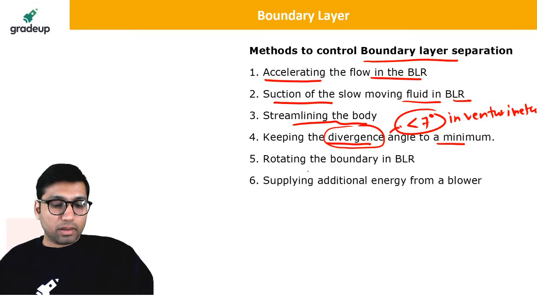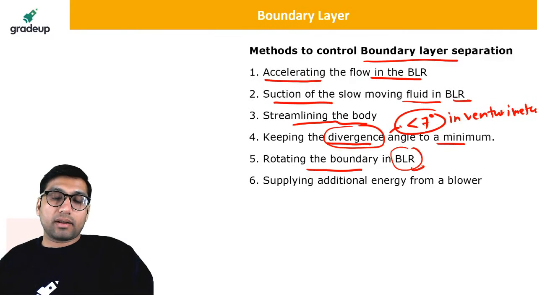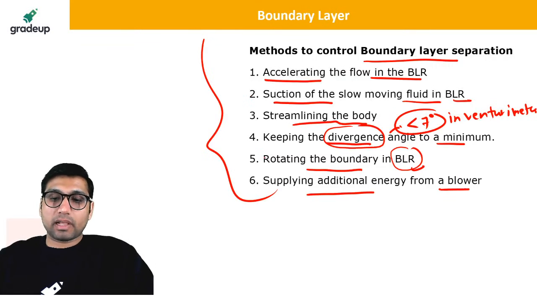Okay. When pressure gradient is positive, yes, exactly. Rotating the boundary in the boundary layer region or supplying additional energy from a blower. So these are the methods for suppressing the boundary layer separation.